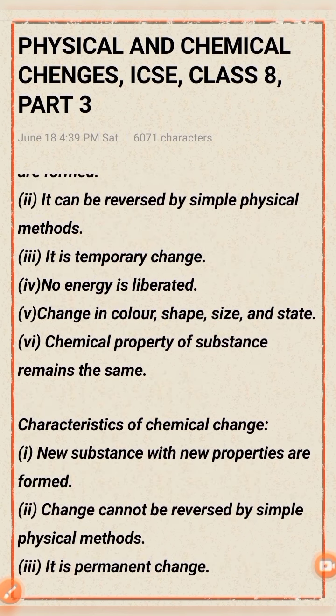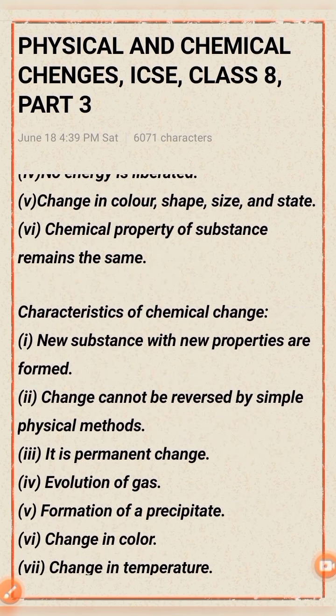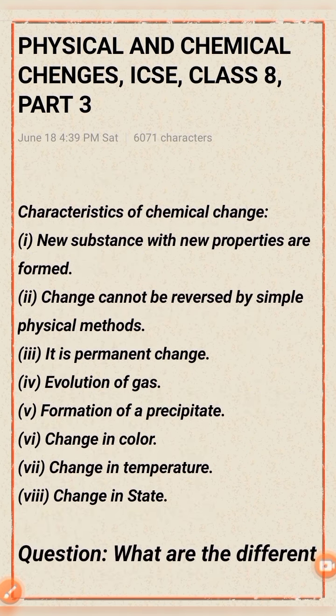Next part, characteristics of chemical change. Point 1, new substance with new properties is formed. Point 2, the change cannot be reversed by simple physical methods. Point 3, it is a permanent change. Point 4, evolution of gas. Point 5, formation of a precipitate. Point 6, change in color. Point 7, change in temperature. Point 8, change in state.